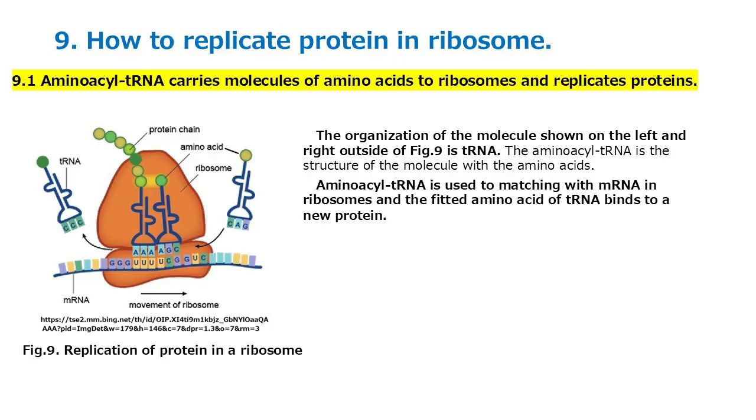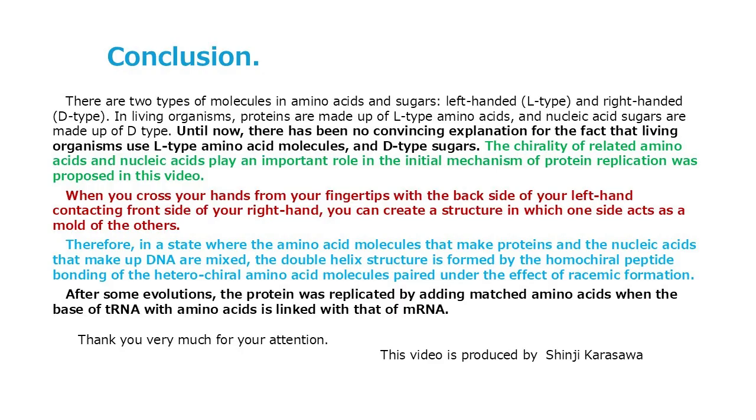Conclusion. There are two types of molecules in amino acids and sugars, left-handed L-type and right-handed D-type. In living organisms, proteins are made up of L-type amino acids, and nucleic acid sugars are made up of D-type. Until now, there has been no convincing explanation for the fact that living organisms use L-type amino acid molecules and D-type sugars. The chirality of related amino acids and nucleic acids plays an important role in the initial mechanism of protein replication proposed in this video.